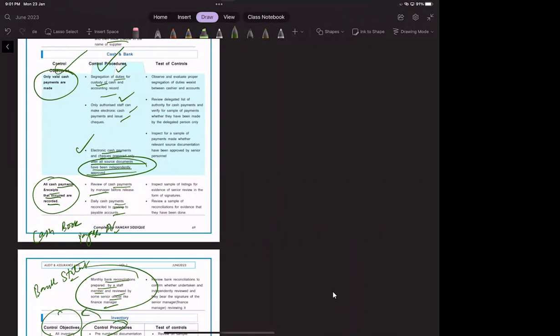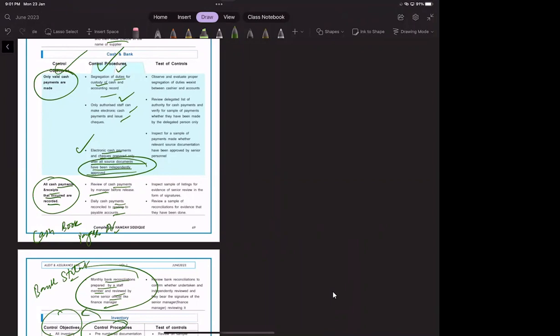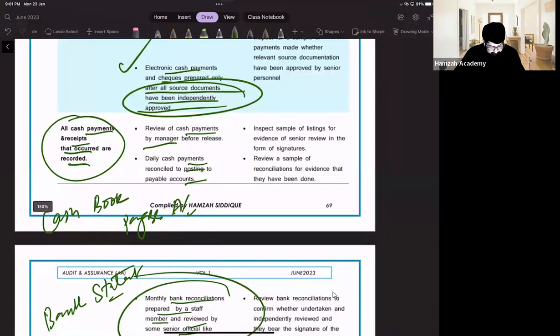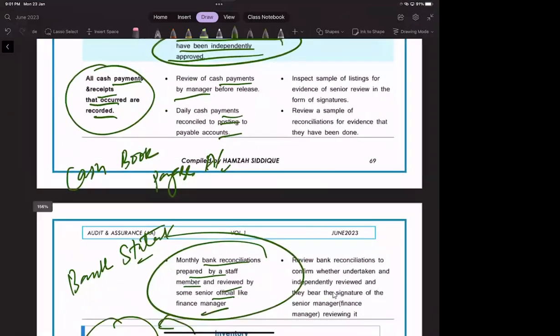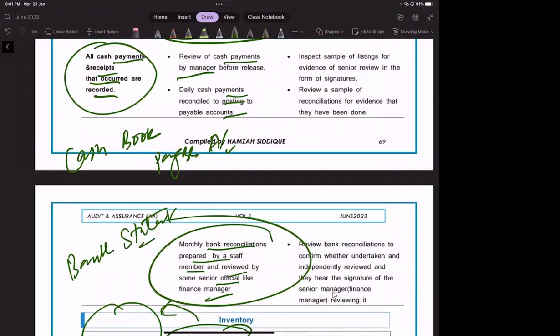Sir, I have a question. Sure. It's a bit related to the sales cycle, for the cash and bank part. Sandeep, just a minute. For the cash and bank? Yes. Okay, please ask. Is this also part of the sales cycle, like you would reconcile your payments?